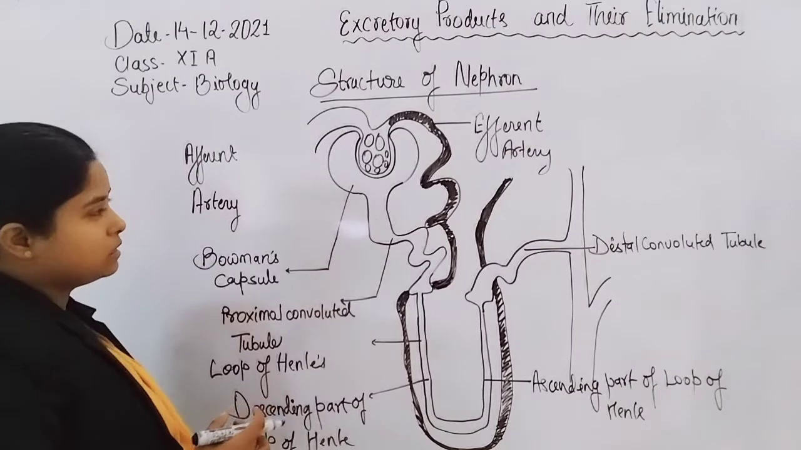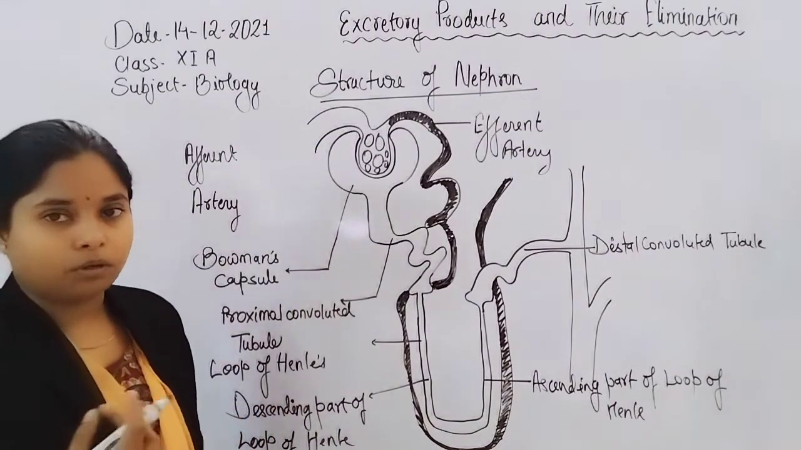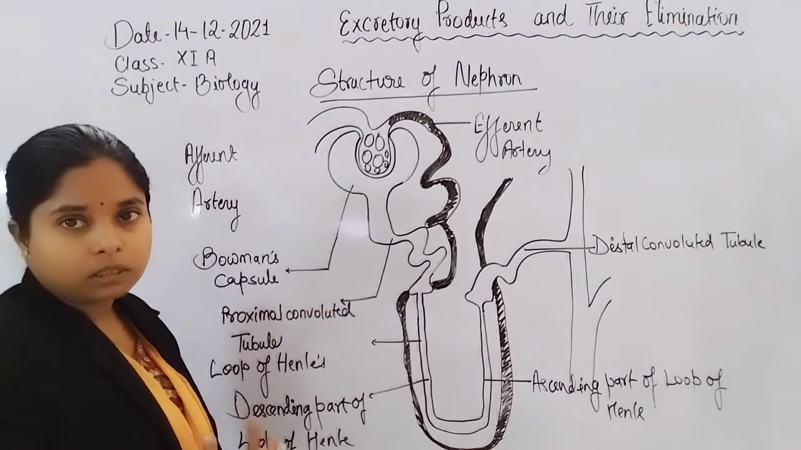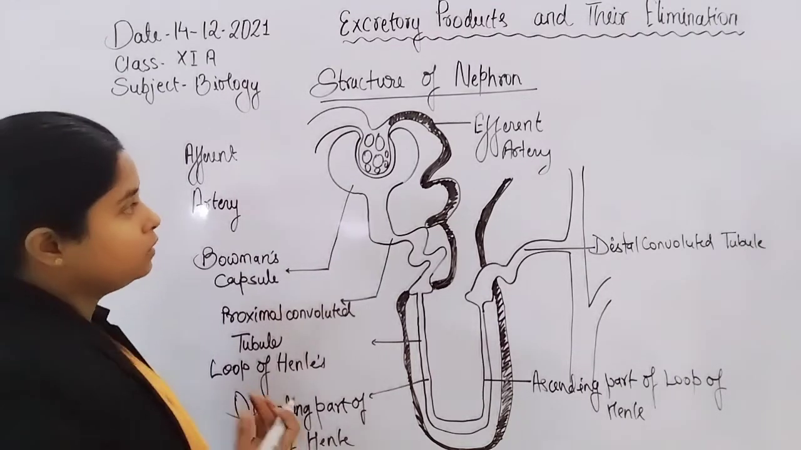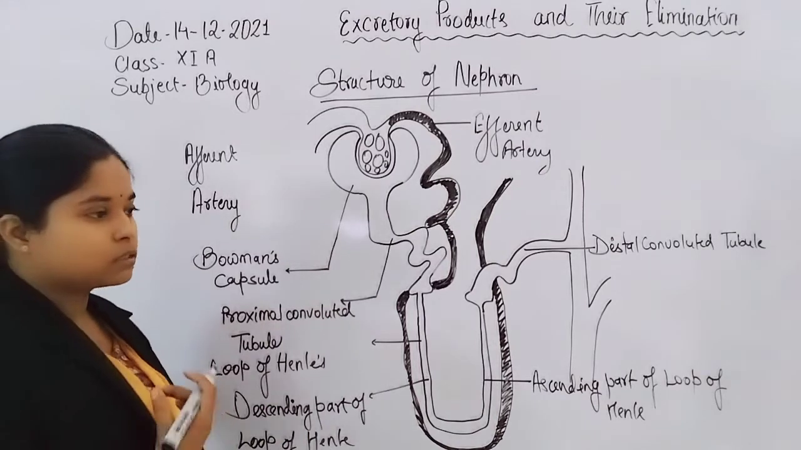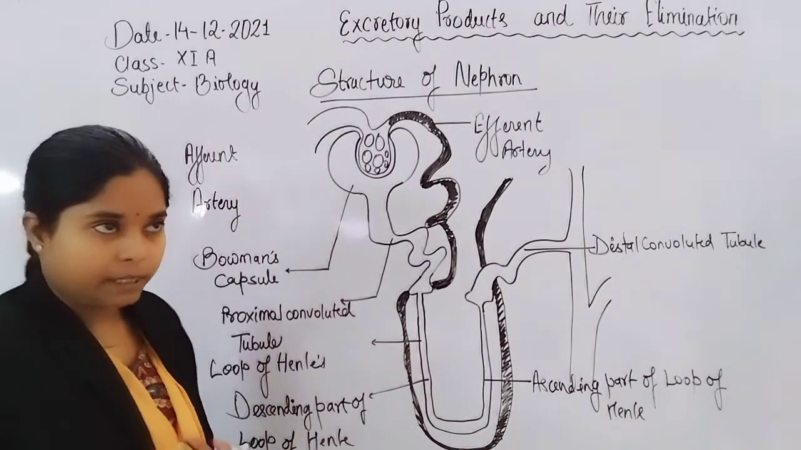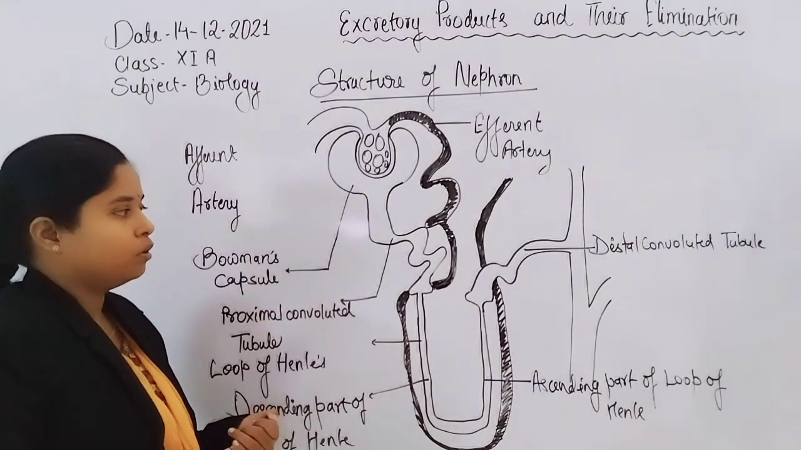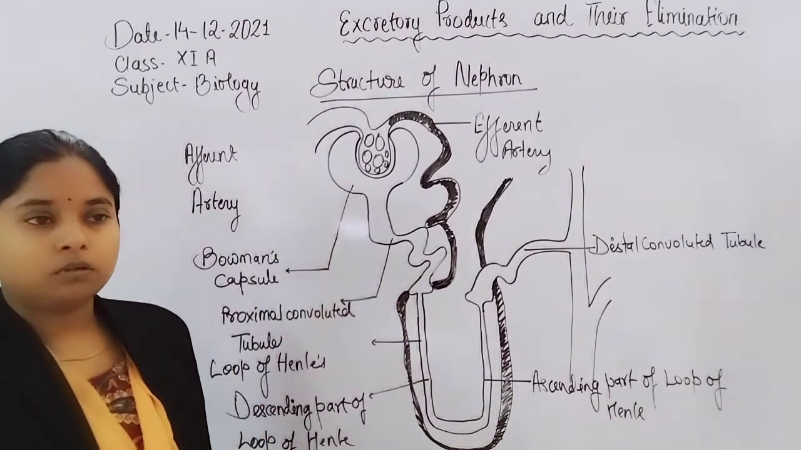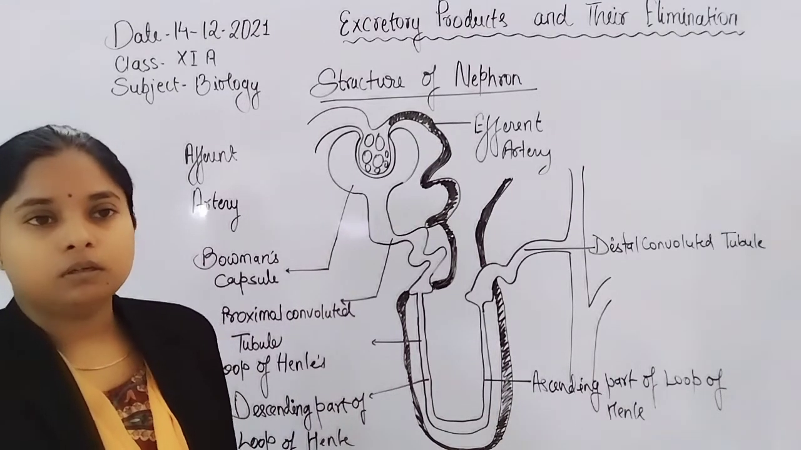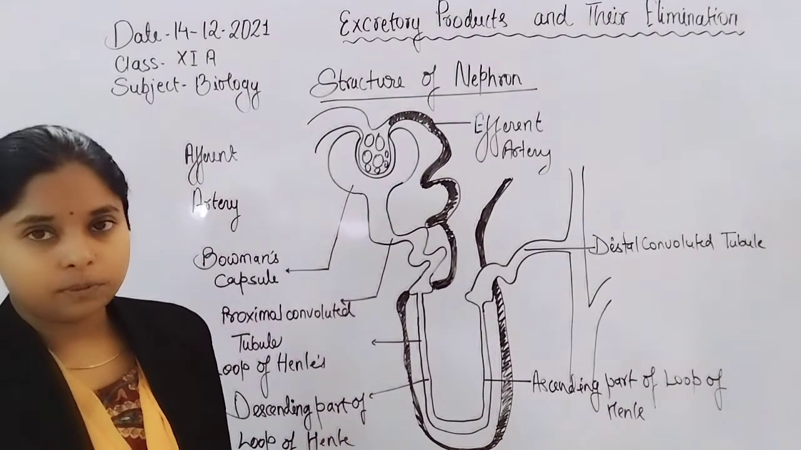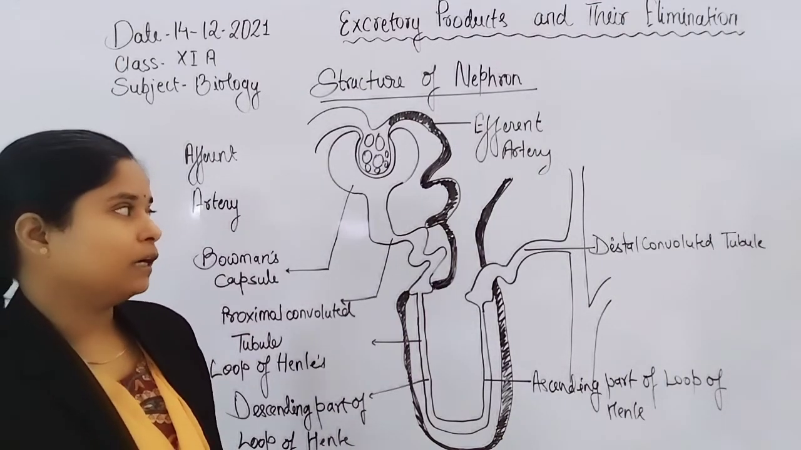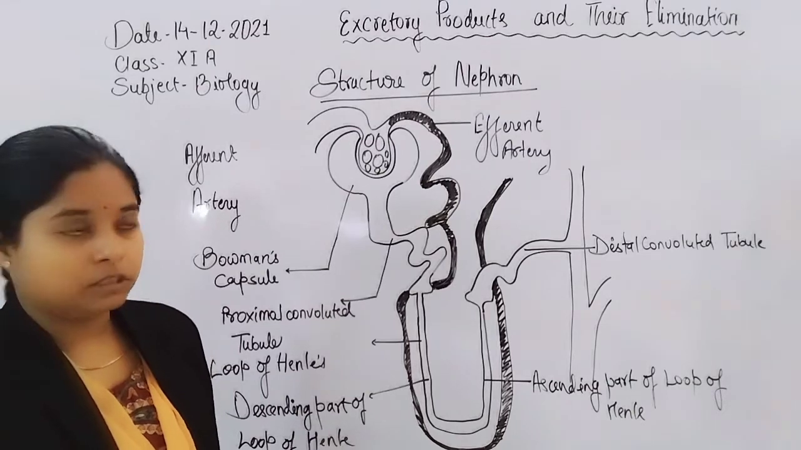Now, these are the parts of the nephron. All the parts have their distinct characteristics, like reabsorption of nutrients, reabsorption of electrolytes, glucose, amino acids, and secretion of protons and secretion of urea takes place in the nephron. Each part has its characteristic feature.